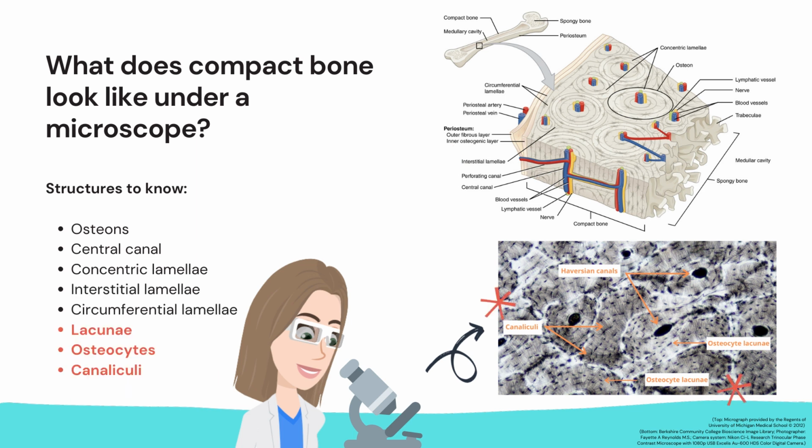Within lamellae are lacunae, which are the small tear-shaped circles. Inside each lacuna are osteocytes, which are bone cells. From the lacuna are small pathways called canaliculi. They are responsible for communication and providing nutrients. Now that we've taken a closer look at cortical bone, let's take a look at spongy bone.